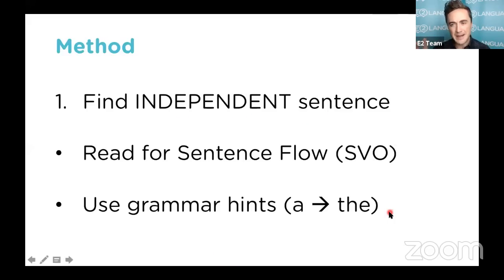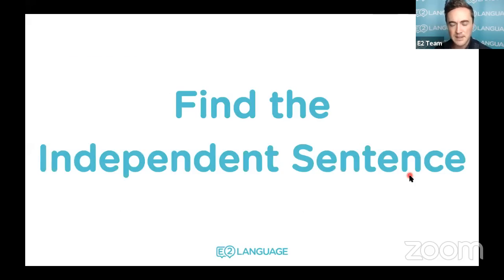There are 3 parts, not necessarily steps. The first one is a step. There's definitely step 1. Step 1 is you need to find the independent sentence. Okay? I'll talk you through each of these in a second. And then the second step includes 2 parts where you need to read for sentence flow and you need to use grammar hints. Okay? Let's have a look at each of these parts one by one.